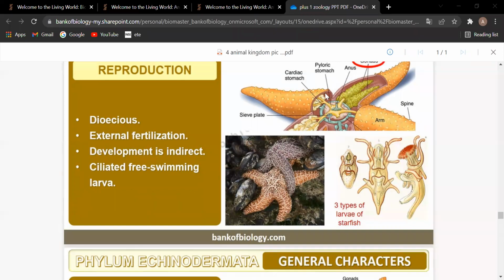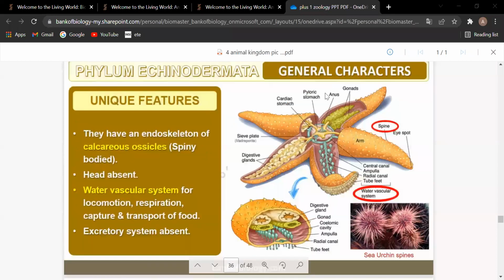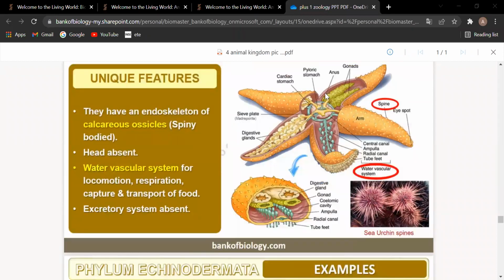Then we see unique features. They have an endoskeleton made up of calcareous ossicles, that is made up of calcium, which gives a spiny body. Head is absent. Water vascular system is for locomotion, respiration, capture, as well as transport of food. Excretory system is absent, right? Whatever excretory products they have to throw out will be thrown out into the water body via the water vascular system itself when the water is going to get diffused out.